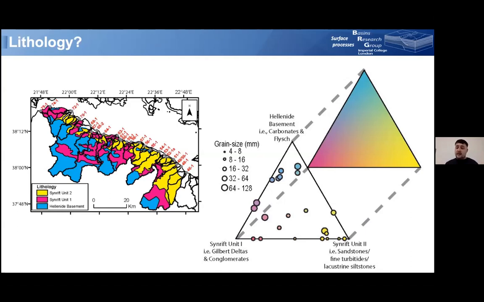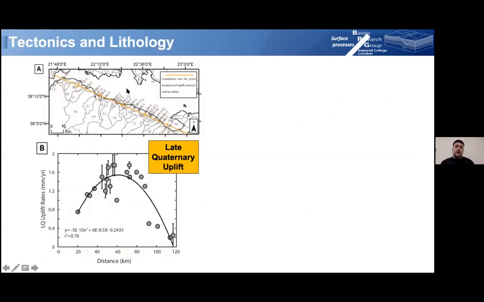But the tectonics of the South Coast are very active, so I want to look at tectonics as well. Here we have, again, the map of the South Coast, and on the bottom graph, we've got late Quaternary uplift rates against distance. I've just fitted a simple polynomial to it, and these were rates compiled by Pechlivanidou et al. 2019. And what you see is a bell-shaped curve with lower rates in the east, highest rates in the center, and lower rates in the west.